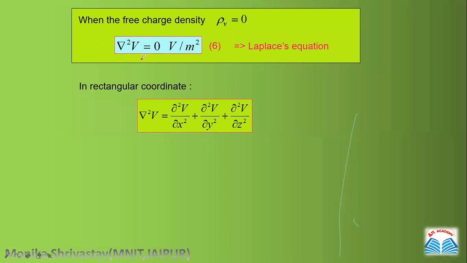What is this del 2 V? This del 2 V is in rectangular coordinates, meaning the Cartesian coordinates. So in rectangular coordinates, del 2 V equals del 2 V over del x square plus del 2 V over del y square plus del 2 V over del z square. So these two equations are easy to use.